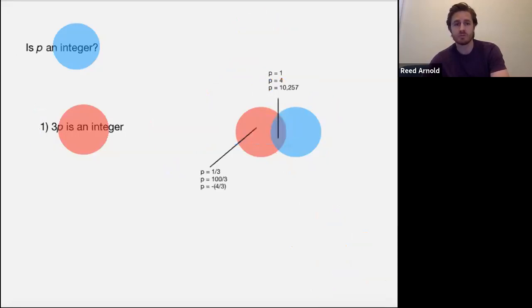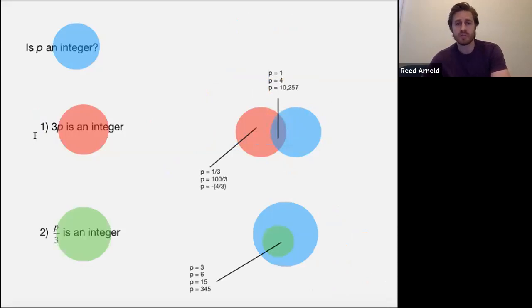Statement two tells me that p over 3 is an integer. Well, numbers that fit that would be numbers like 3 and 6 and 15 and 345. And every number that fits the green circle is an integer. Okay. Well, then what about numbers like 5 and 2 and 100? Those are also in the blue circle. So why would statement 2 be sufficient? If there are integers in the blue circle that aren't in the green circle, why would this be sufficient?